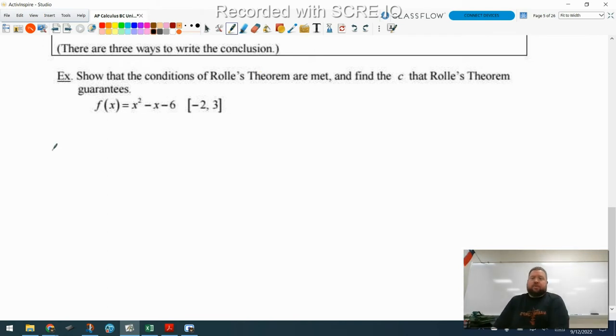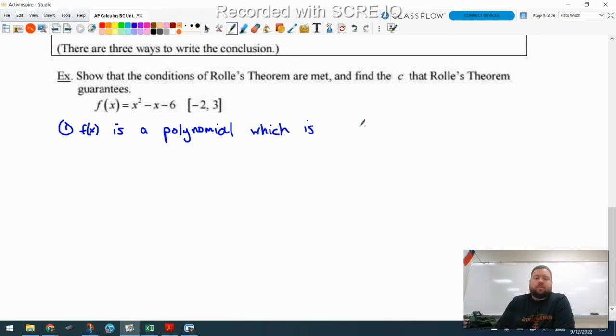All right, so the conditions of Rolle's theorem are that the function must be continuous on a closed interval. That's the first condition at least. So we're going to write that down. We want to say how we know that the function is continuous. So f of x is a polynomial, which is continuous everywhere. Since it's continuous everywhere, then that implies it's continuous on this specific interval.